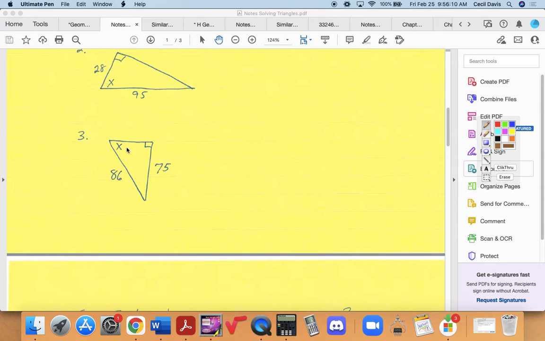So from the x, which side is the 86? No, adjacent is the leg. So this is the hypotenuse, right? And this is opposite. So which one of our trig ratios has both of those in it? Sorry, it's opposite and hypotenuse. My fault. Opposite and hypotenuse, not adjacent and hypotenuse.